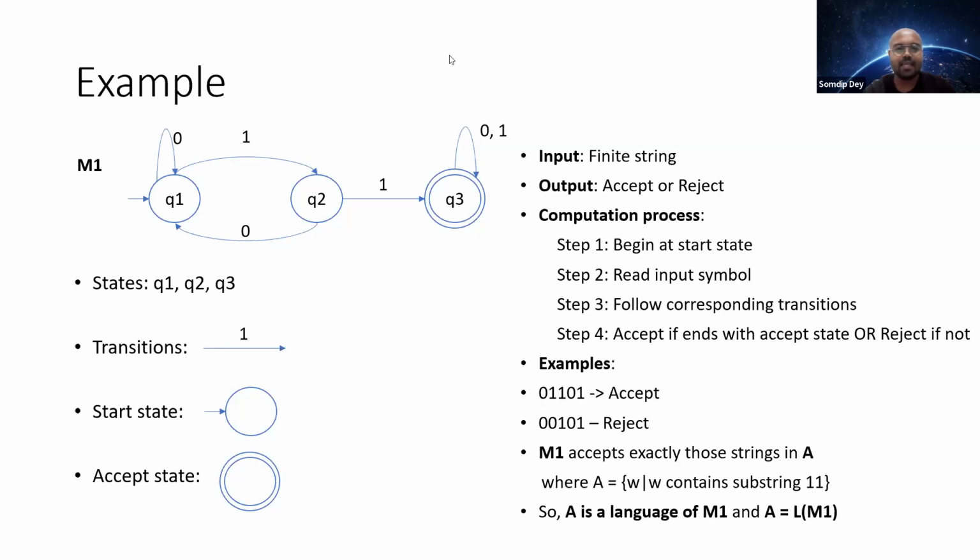Saukanya has asked, in the second example, will it reject the string because it never reaches Q3? Yes, Saukanya, that is correct. Here, as you can see, Q3 is the accept state. If by the end of the input string provided to the machine it does not reach the accept state, which is Q3 in this case, then it will reject that string. So that string won't belong to the language which is accepted by M1.